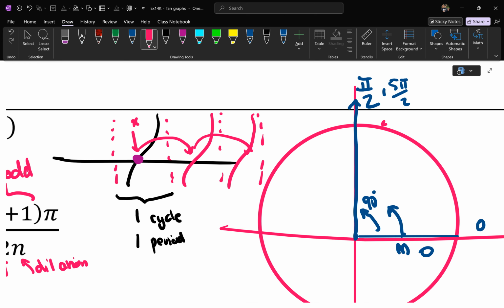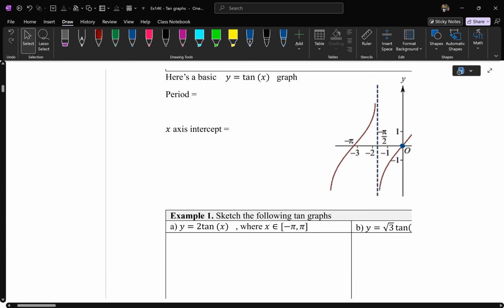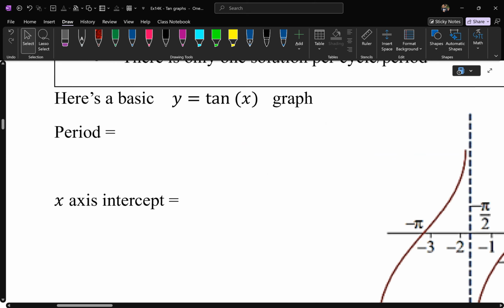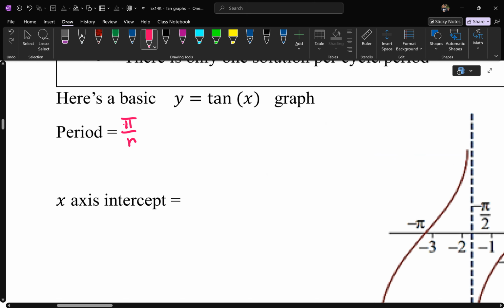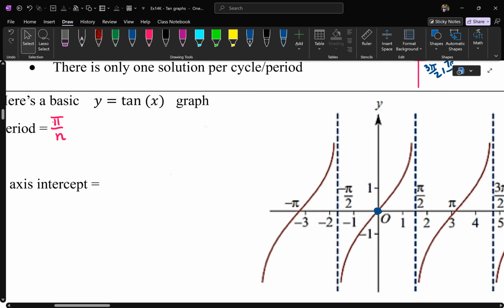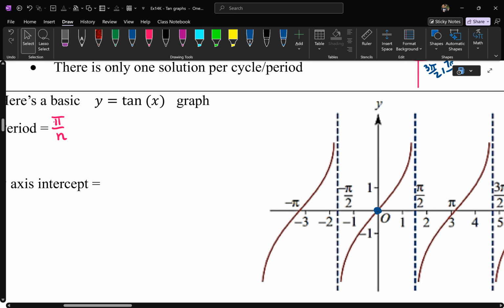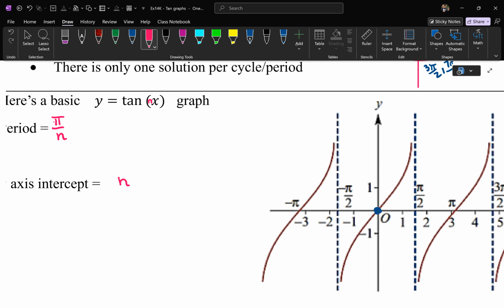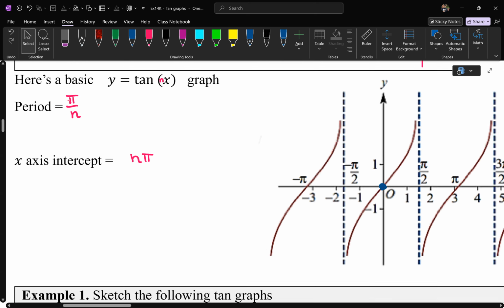Let's tie it in together. Let's do an example. Here we go. So period. Remember, the period of a graph is pi on n, so fill that in. The x-axis intercept is equal to, I should do n over here so you can see, but essentially it is the tan inverse of 0, which is 0 or pi. So it's n pi, every n pi. I'll just do that for now.